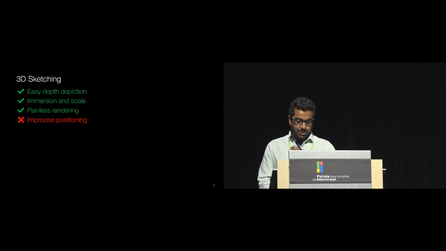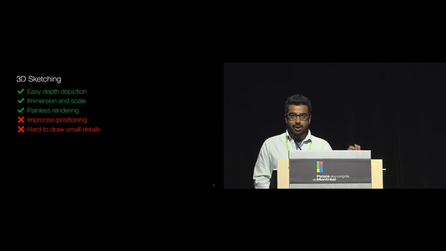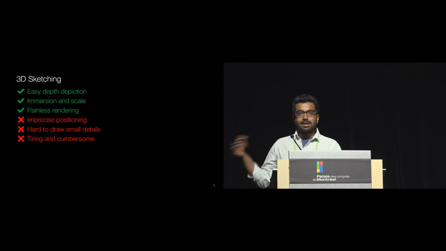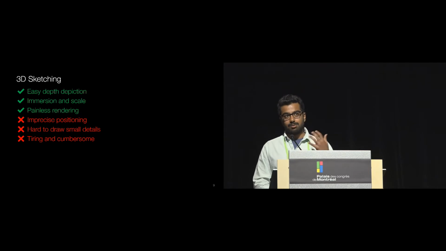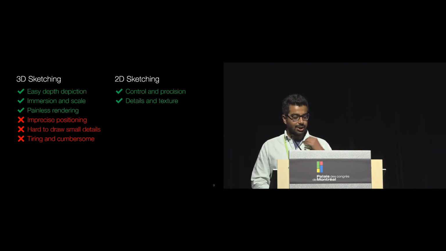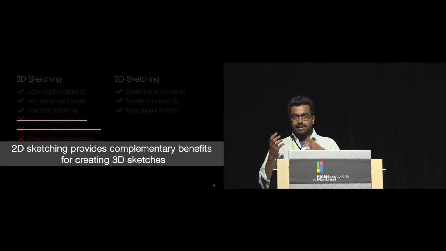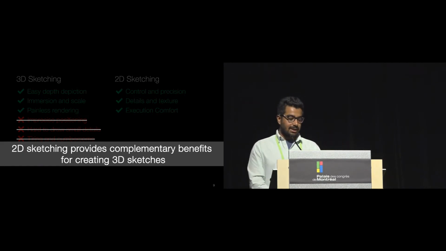On the other hand, the issues are precision is lacking because positioning in 3D is difficult. As a result, it's difficult to draw small details in 3D sketches. And finally, since you have to position many curves in the air, it can be tiring and cumbersome over long periods of time. And if you look at 2D sketching, it's kind of the opposite. For all these shortcomings, 2D sketching has the power to overcome them. That is, 2D sketching provides these complementary benefits that 3D sketches can utilize. And so that was our main motivation behind this paper.